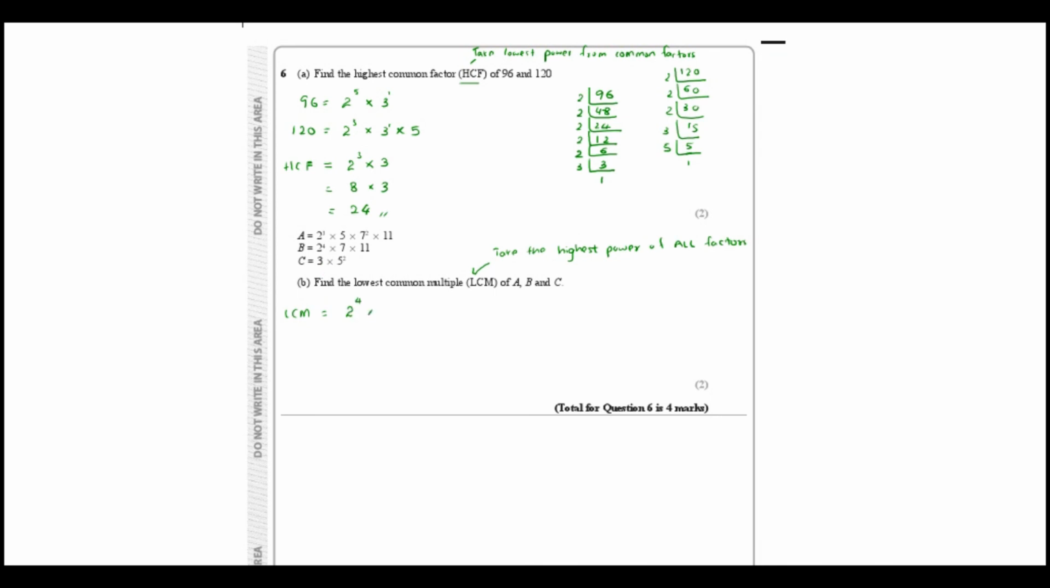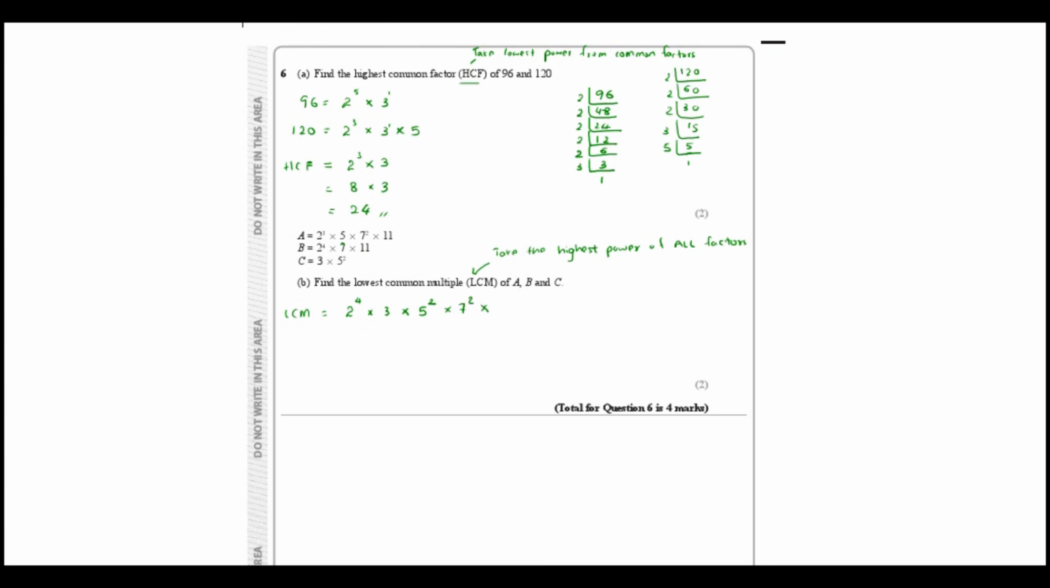Next factor is 3. I only have a 3 here, and there's no other number with 3. So that will just be 3. The next one is 5. Here I have a 5, here I have a 5, and here I have 5 to the power 2. So I'll take the highest power, 5 to the power 2. Next we'll take 7. Here I have 7 and 7 squared, so I'll take the highest power, 7 squared.